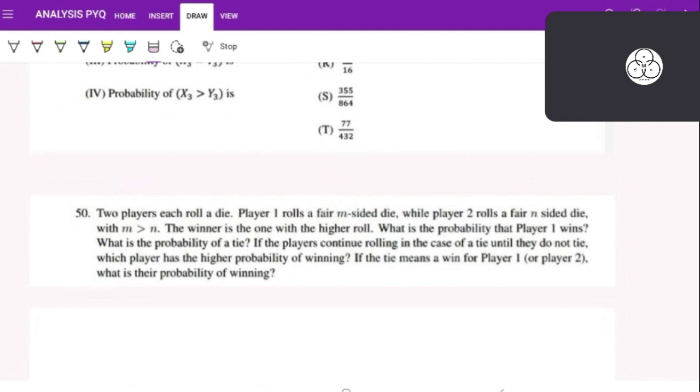A standard die means a die having 6 faces. But here we use a non-standard die. Player 1 rolls an m-sided die, player 2 rolls an n-sided die. Beautiful problem. The winner is the one with the higher roll. See, the same concept. And if there's a tie, they will play again. So the concepts of both these problems are very close to each other, in the way the questions are framed.